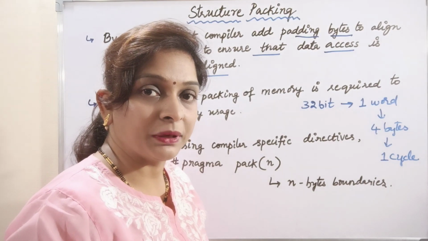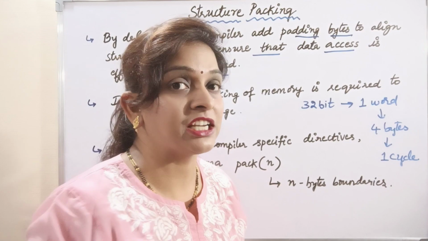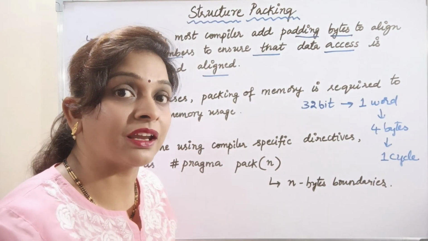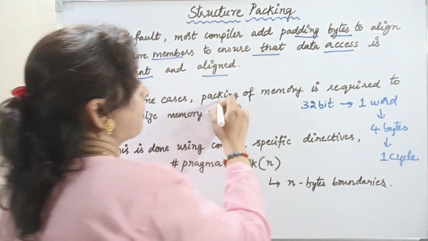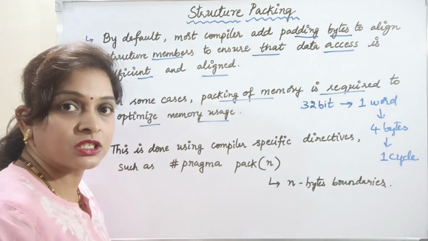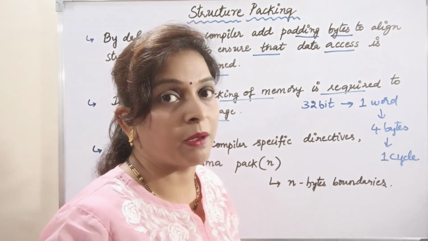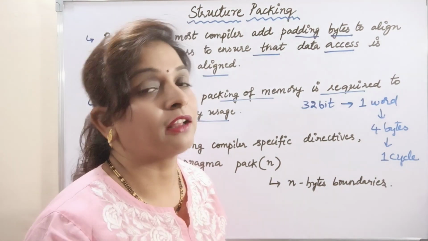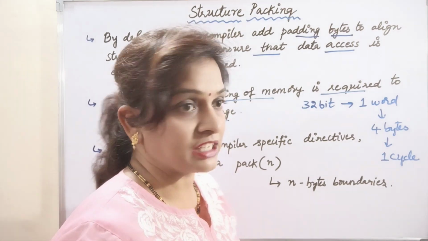So that is machine dependent, and based on this, the compiler decides how many padding bytes have to be filled. So it will be done by default and taken care of by the compiler itself. In some cases, packing of memory is required to optimize the memory usage. But sometimes if the padding bytes increase, then we are not using the memory effectively. So in such cases, we have to pack the memory so that the memory can be effectively utilized.